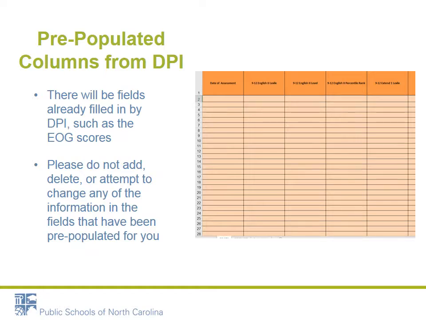Just like last year, there will be pre-populated fields filled out by DPI when you receive your data collection spreadsheet. Please do not add, delete, or attempt to change any of the information in the columns that have been filled out for you. If there is a student on the spreadsheet who you no longer have, please do not delete them. Instead, use the appropriate option from the drop-down menu in the inactive column. That is what the inactive column is for, to document those changes. So again, please do not add or delete students on your spreadsheet.